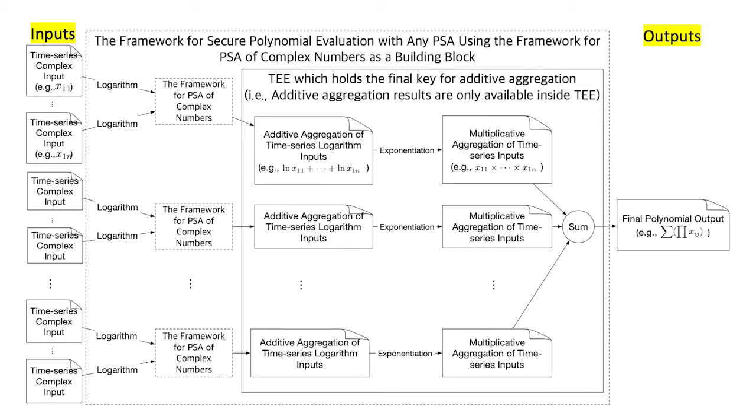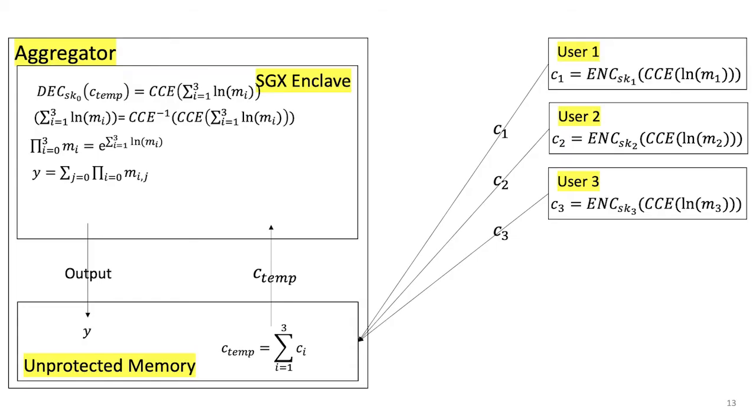Once this is completed, we can simply take the exponentiation of that result to recover the multiplicative aggregation terms for our polynomial. Once we have all the terms, we can simply sum them up and output from the TEE the final polynomial function output. Here we include a quick toy example to help illustrate how this protocol works.